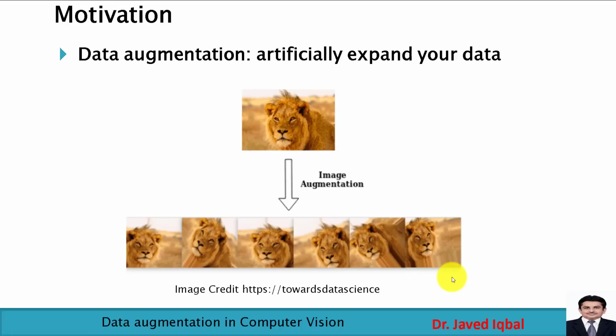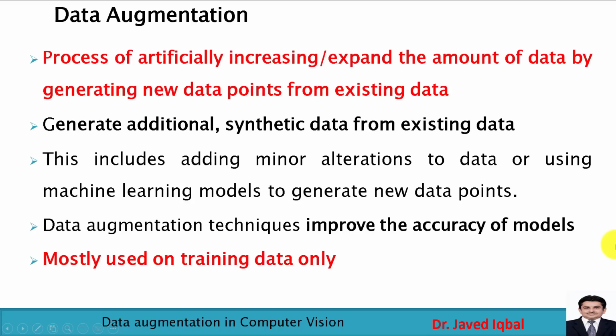This slide shows what data augmentation actually is. Data augmentation is the process of artificially increasing or expanding the amount of data, where we generate new data from the existing data. We can also say that using data augmentation, we can generate synthetic data from the existing data. During data augmentation, we can apply different alterations or transformations to the data to generate the new data.